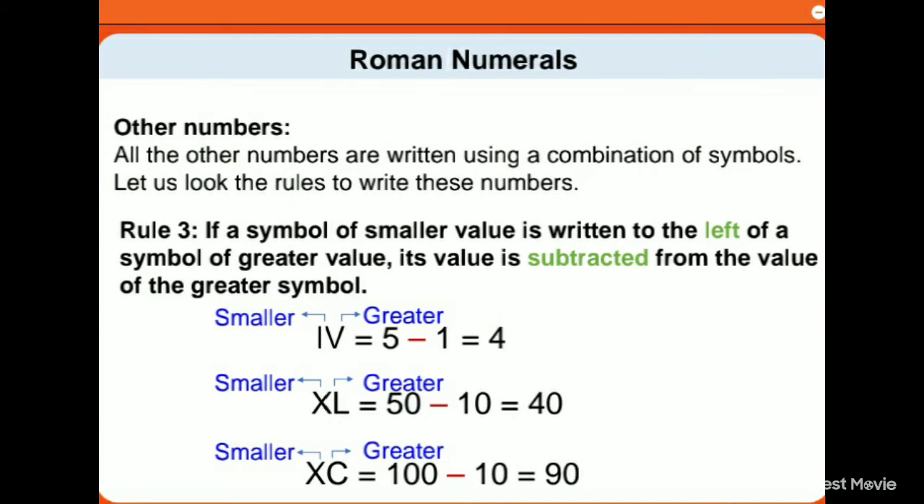Similarly, rule 3 is the opposite of rule 2. If a symbol of smaller value is written on the left side of a greater symbol, then we need to subtract its value. Like it is written IV, so we will write it as 5 minus 1 and the value is 4. So 4 we can represent in a Roman numeral as I and V.